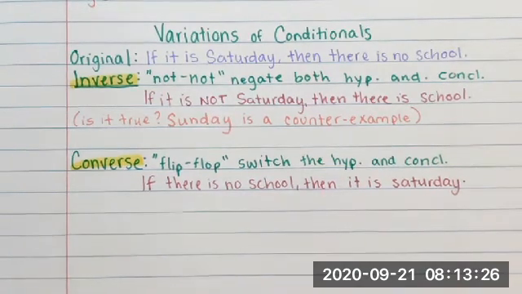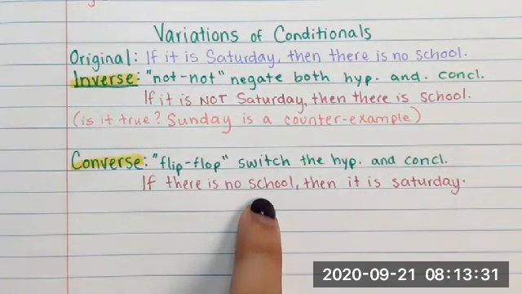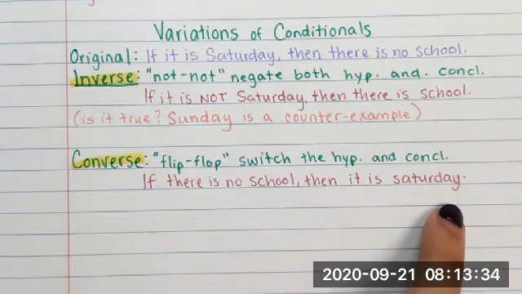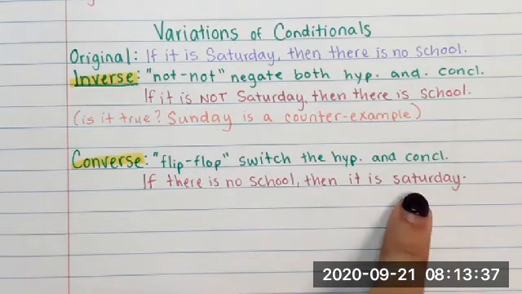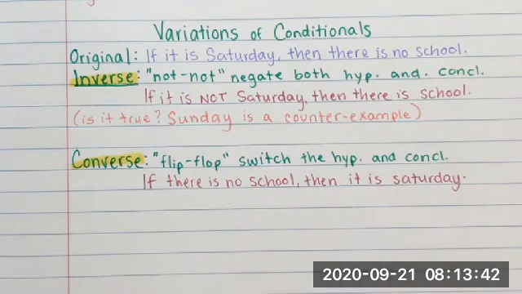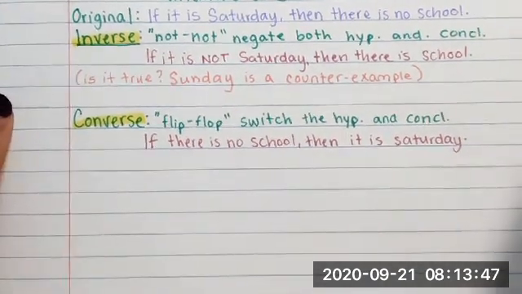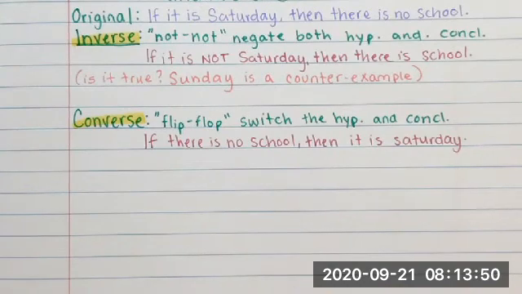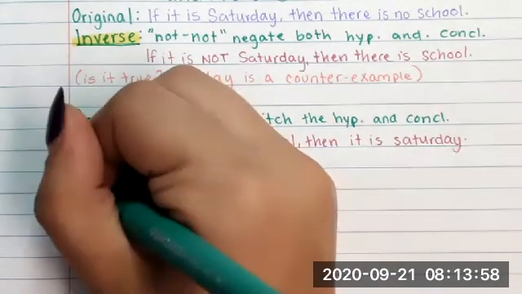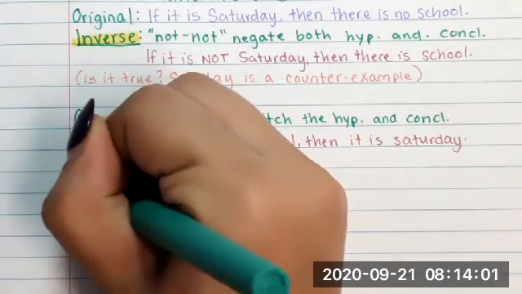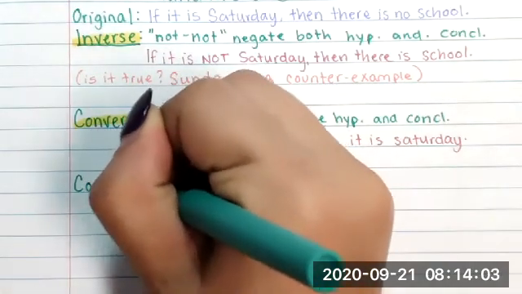And now we can ask, is this true? Well, if I'm not at school, then it has to be Saturday. Well, we just said Sunday also counts. So Sunday is also a counterexample to this statement. And because we found a counterexample, the statement isn't true. But we'll talk more about counterexamples tomorrow. For today, I want to focus on conditional statements, inverse, converse, and the last one, contrapositive.